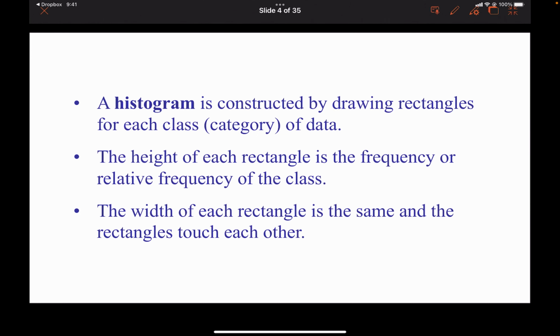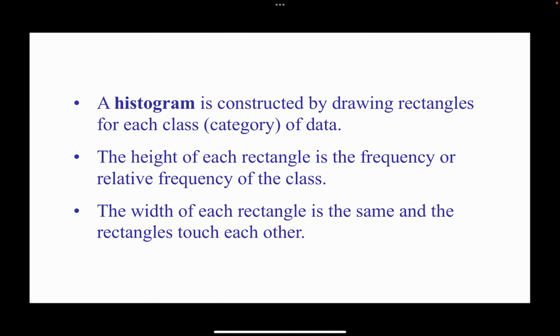Right, let's move on. So a histogram. A histogram is very similar to a bar graph, and with discrete values, it's almost exactly like a bar graph. It's just slightly different. And when it comes to continuous data, there are a couple of more differences, but with discrete data, it's almost exactly a bar graph, just some slight different things. So the height of each rectangle is the frequency or relative frequency of the class. That is the same thing as a bar graph.